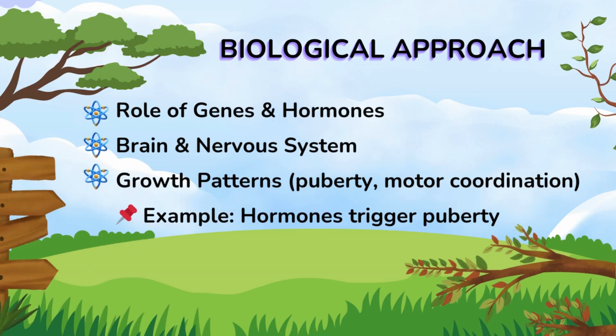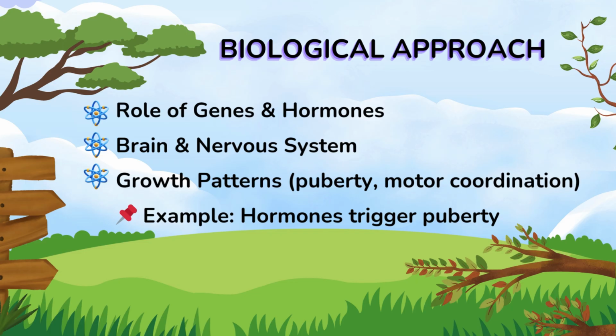The biological approach says development follows a built-in sequence. Our bodies grow according to biological programming. Hormones drive many of these changes. For instance, growth hormone affects stature, while sex hormones like estrogen and testosterone trigger puberty. The brain also plays a huge role. Myelination of neurons improves reaction time, coordination, and fine motor skills.